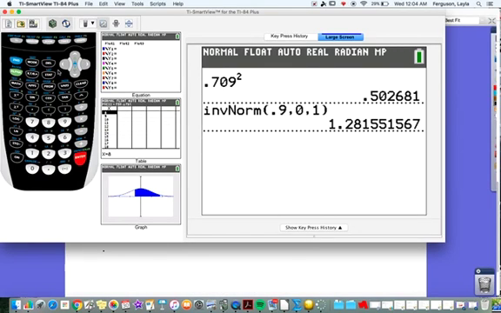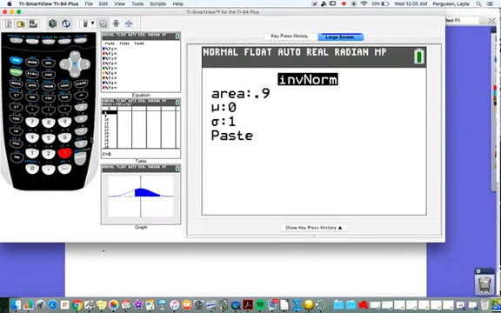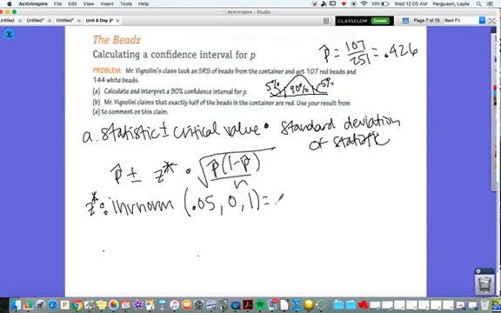All right, so you would go on your calculator, do second vars 3 to do inverse normal. Your area is going to be 0.05. Your mu or your mean is 0 and your standard deviation is 1. So then when you work that out, you would get negative 1.645. So that means that we're going to use a z star of 1.645 as our critical value.